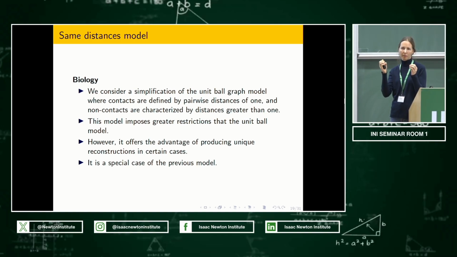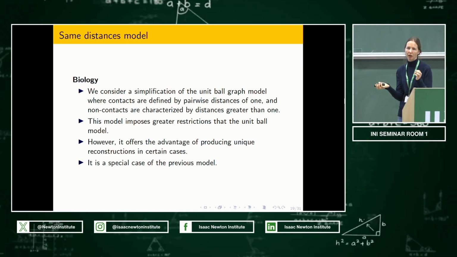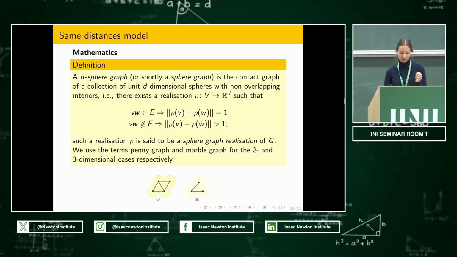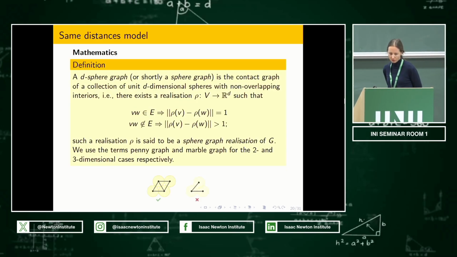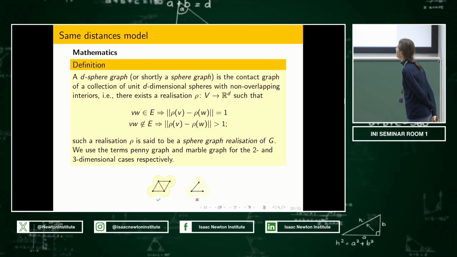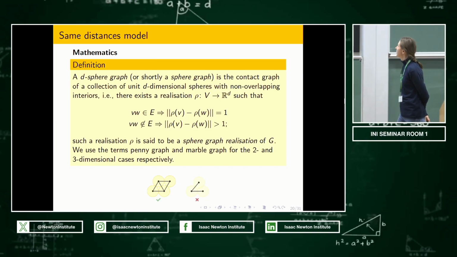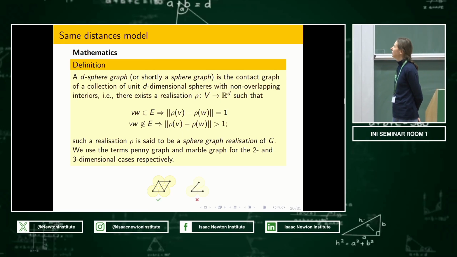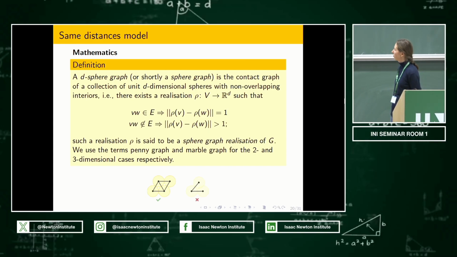So basically we have some equality constraints for edges, and we have some inequality constraints for non-edges. Okay, so let me give the definition. A d-sphere graph is the contact graph of a collection of unit d-dimensional spheres with non-overlapping interiors.